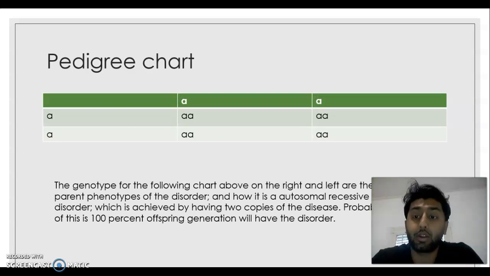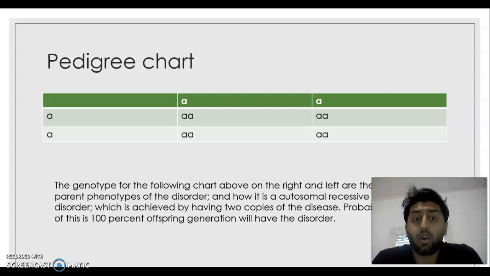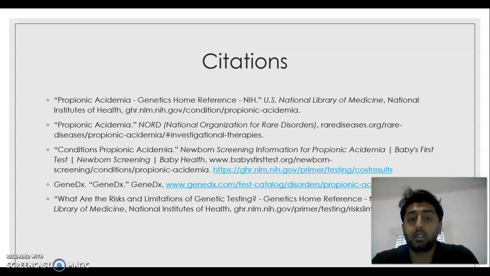This is a sample pedigree chart. Propionic acidemia is an autosomal recessive disorder. On the right and the left are the parental genes at the top, which are homozygous recessive, little a, little a for both parents. It shows that the cross between these two parents gives the F1 generation a probability of 100% of having the disorder, and this simply shows the trend of autosomal recessive behavior displayed in this cross. And then these are the citations.